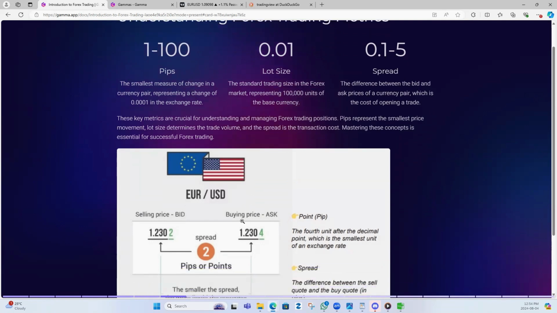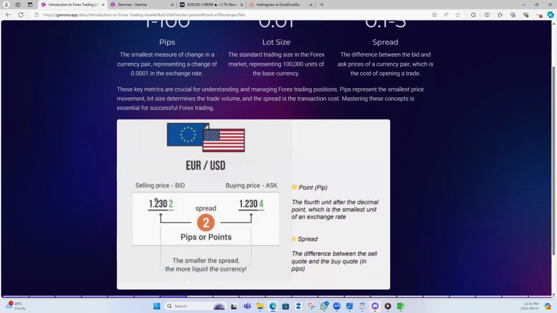Okay, so for instance, currency is quoted to 4 decimal points. For instance, you have the euro, US dollar pair. This is euro dollar. The price of the euro dollar is 1.2302. This is like a selling price. This is what you want to sell your euro at. Then there is a buying price, which is 1.2304.